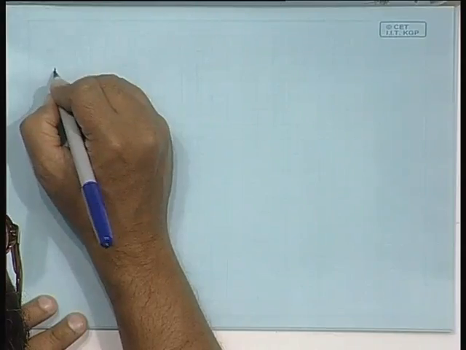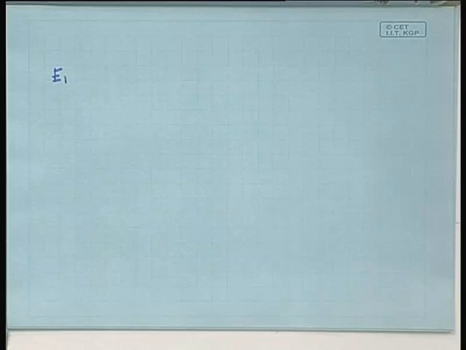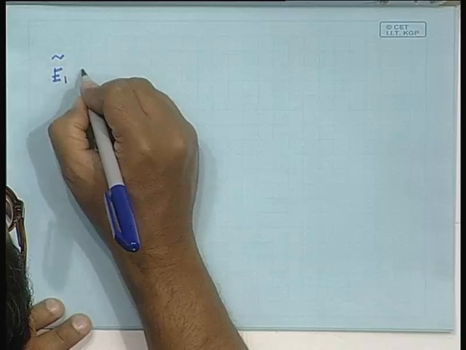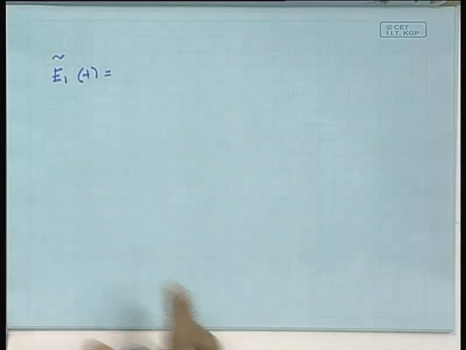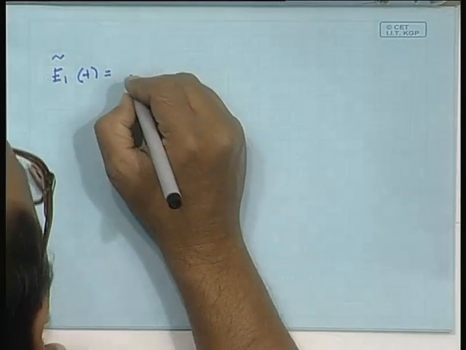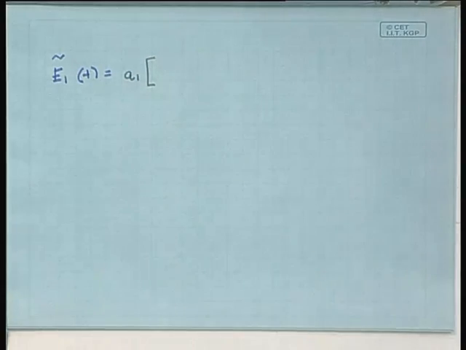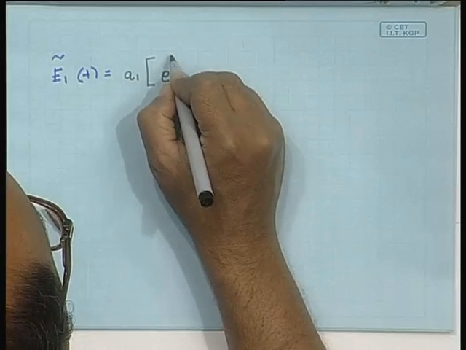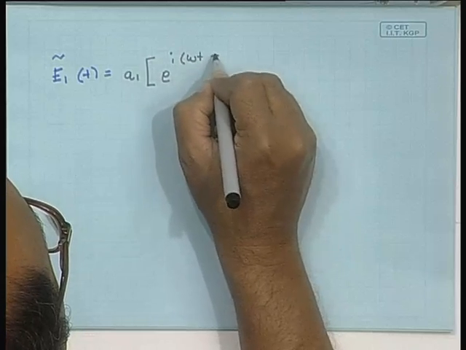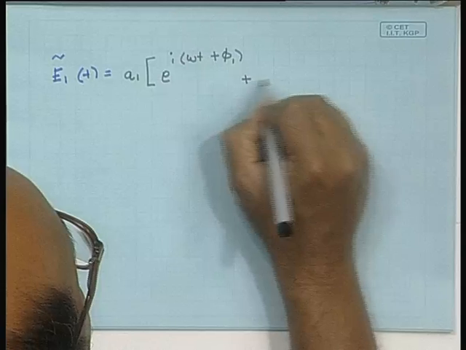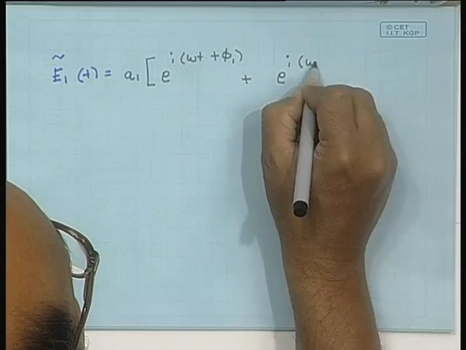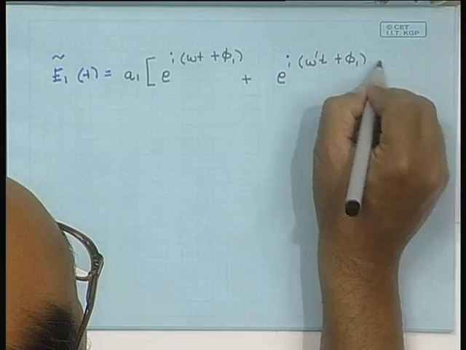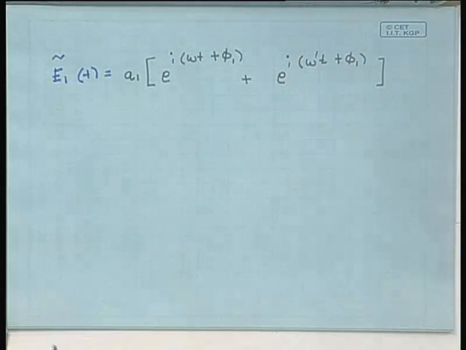Now, let me give you a simple, somewhat artificial example of two waves which are partially coherent. So, let us consider E1, the first wave. In complex notation, I will write the first wave E1(t) as A1. It is a superposition of two frequencies. So, A1 e to the power i(omega t plus phi 1) plus e to the power i(omega prime t plus phi 1). So, we have a wave E1 which has two frequency components.